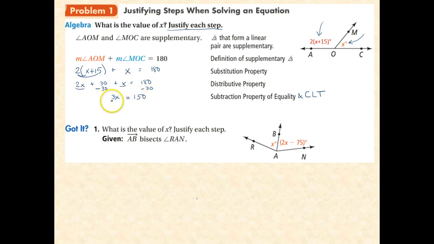Now, we're very close to having x all by itself, but x is currently being multiplied by 3. So what's the opposite of multiplying by 3? Dividing by 3. So I'm going to use the division property of equality to divide both sides of the equation by 3, and then I get x equals 50. That was pretty cool, huh?